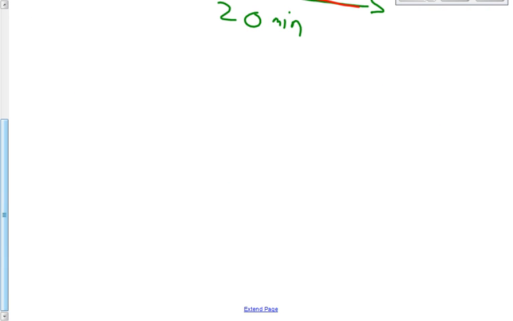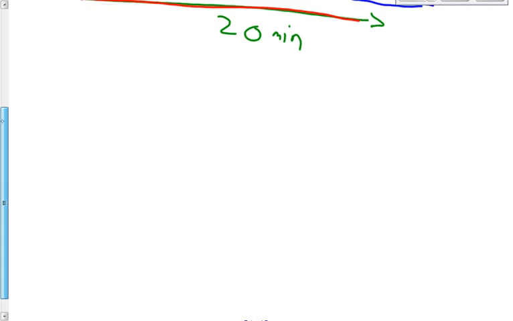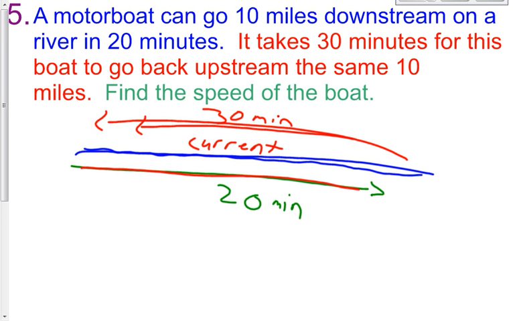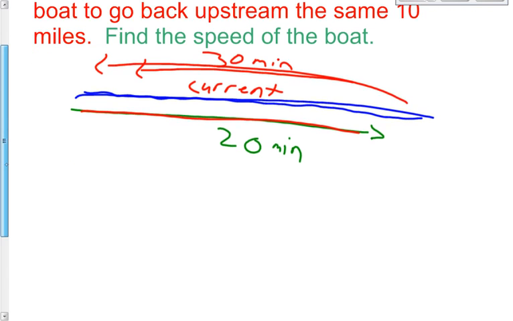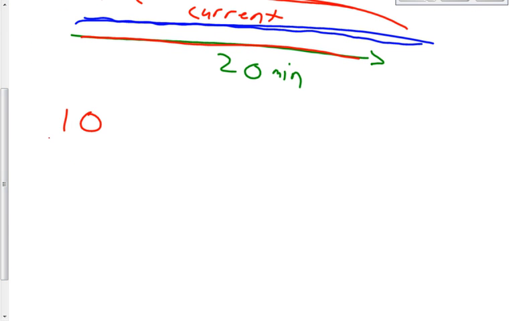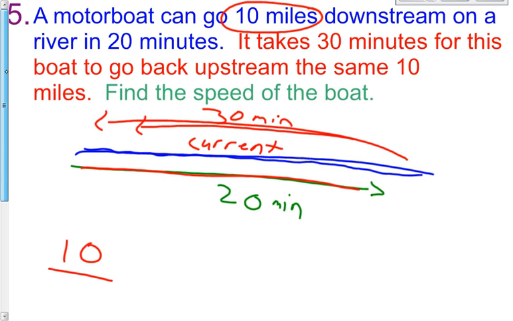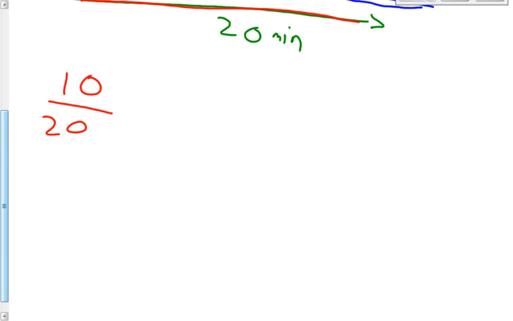I guess before we do that, what I want to do is put both of these into miles per hour. So how fast does the boat go downstream? It goes 10 miles in 20 minutes. So miles per hour would be per, that means divide. So now we're talking about miles per hour.